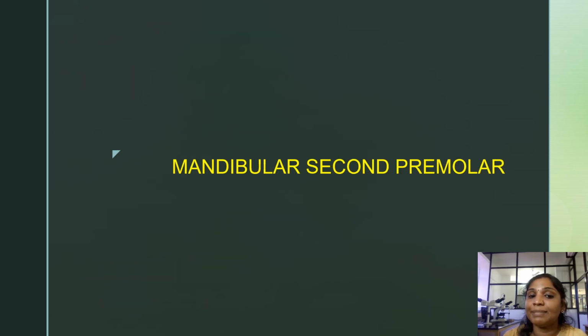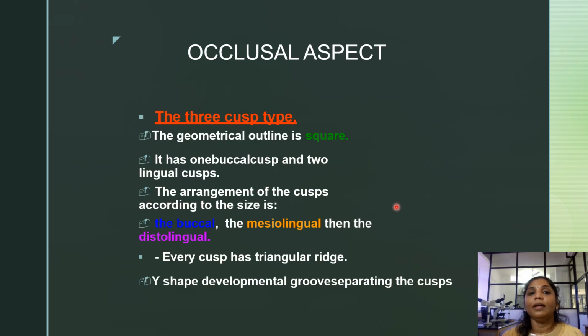Moving on to the occlusal aspect of the mandibular second premolar. There are two types of occlusal aspects seen in the mandibular second premolar. One is the 3 cusp type and the other is the 2 cusp type. The geometrical outline of the 3 cusp type is square and it has 1 buccal cusp and 2 lingual cusps. The arrangement of the cusps according to size is buccal, mesiolingual and distolingual, the buccal cusp being the largest and the distolingual being the smallest.